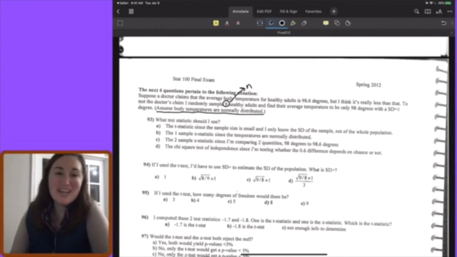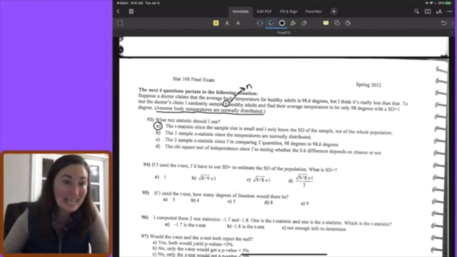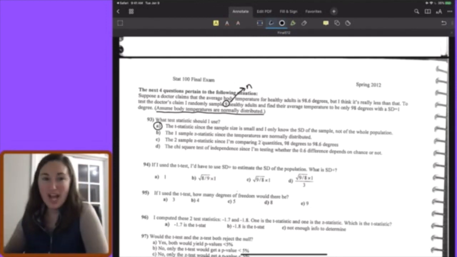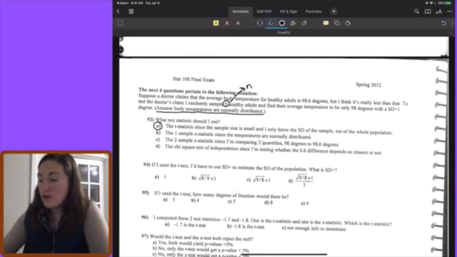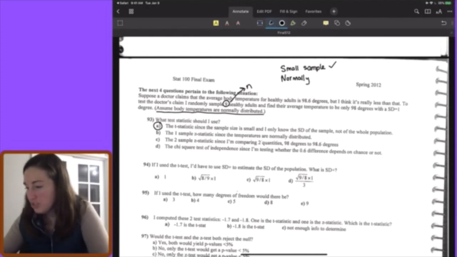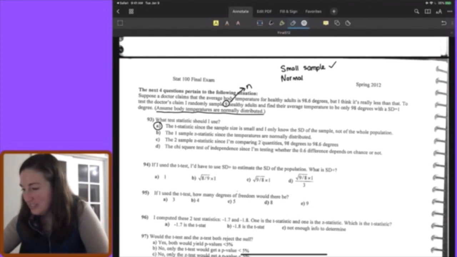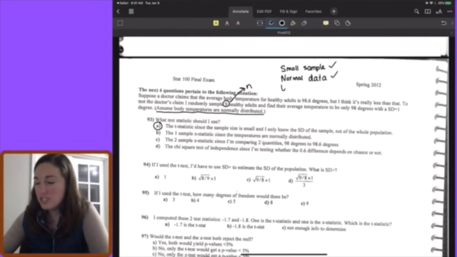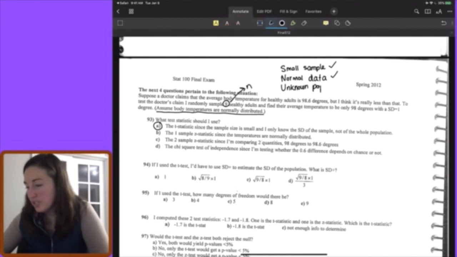So if we're doing the t-test, I guess right away I could say I know this is going to be the t-test because we haven't done it yet. But if I wanted to check, just to be sure, I want to know, are the 3 conditions met? Do we have a small sample? Yes, right? Do we have normally distributed data? Normal data. Yep.